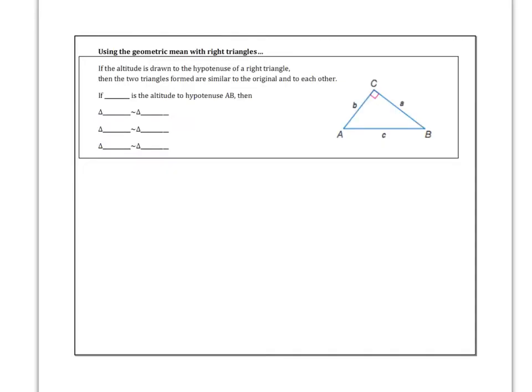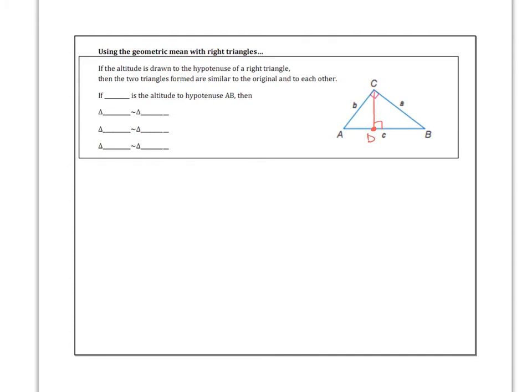If the altitude is drawn to the hypotenuse of a right triangle, then the two triangles formed are similar to the original and to each other. Here's what I want you guys to do. I want you to draw a little segment down, and I want it to be perpendicular from C down to that hypotenuse, that long side. This spot where it touches, I want you to call that D, capital D.